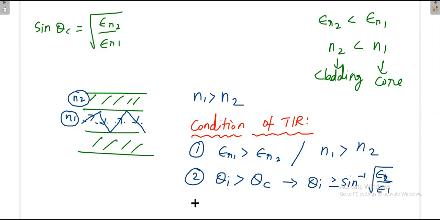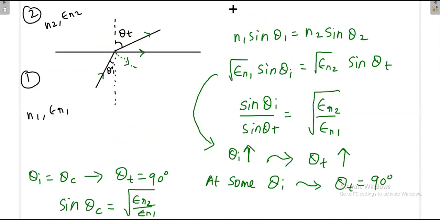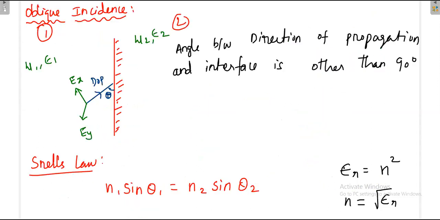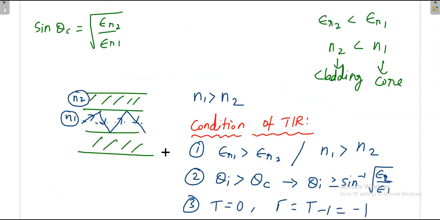Then what is the transmission coefficient? The transmission coefficient is 0. Complete reflection is there, so that means the reflection coefficient is equal to minus 1. This is the condition for total internal reflection, very important for fiber optics. It is also very important for oblique incidence, where you have to use Snell's law. So this is the idea of oblique incidence. Okay, we'll stop here.